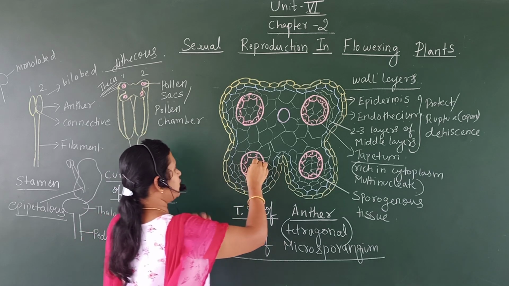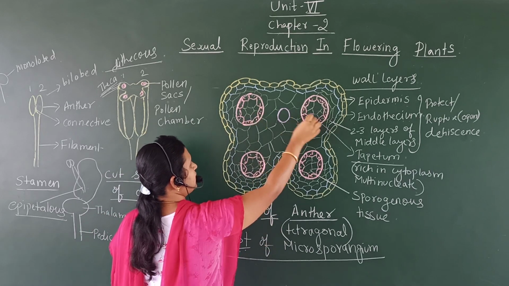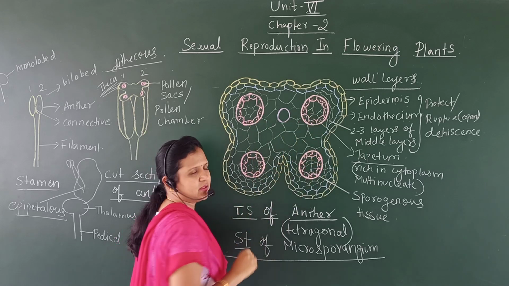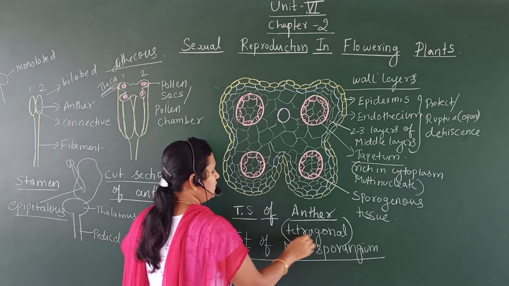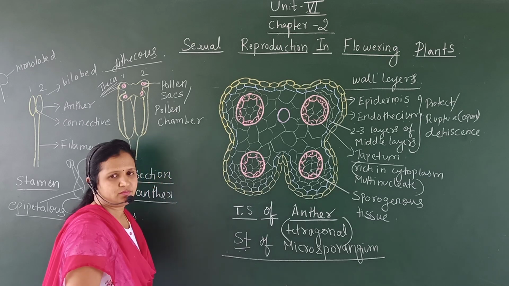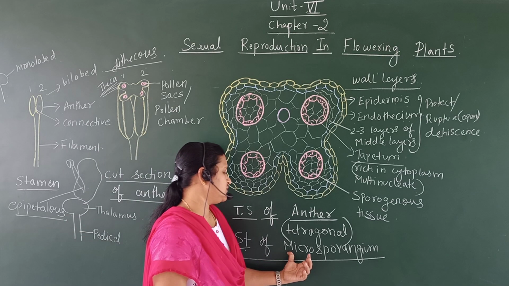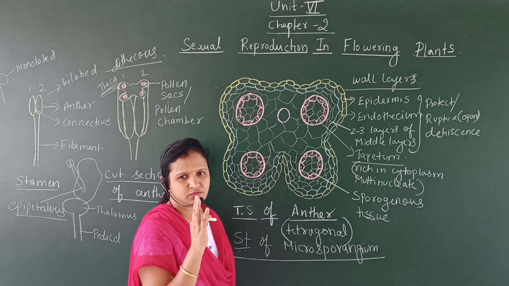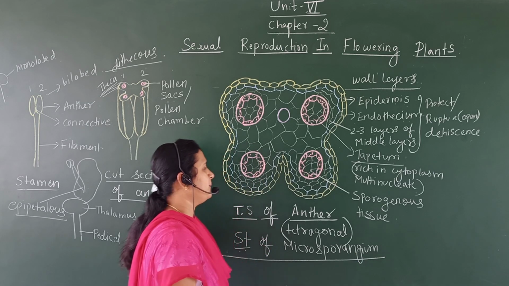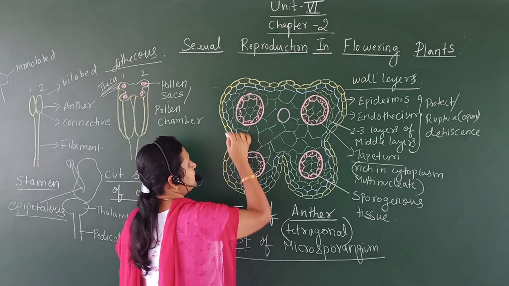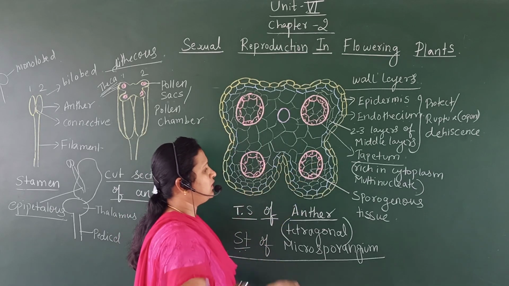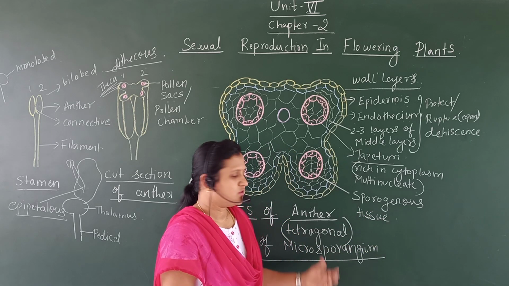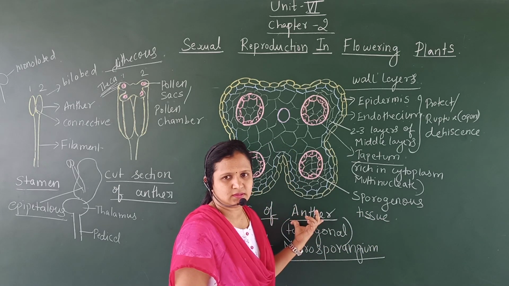So totally, how many microsporangia will there be? 4 microsporangia in the 4 corners of the anther, and hence the anther is tetragonal in shape, or sometimes referred to as the tetrasporangiate condition because of 4 microsporangia. And this entire anther is made up of only 4 wall layers and the innermost tissue, the sporogenous tissue. So this is the structure of the anther.